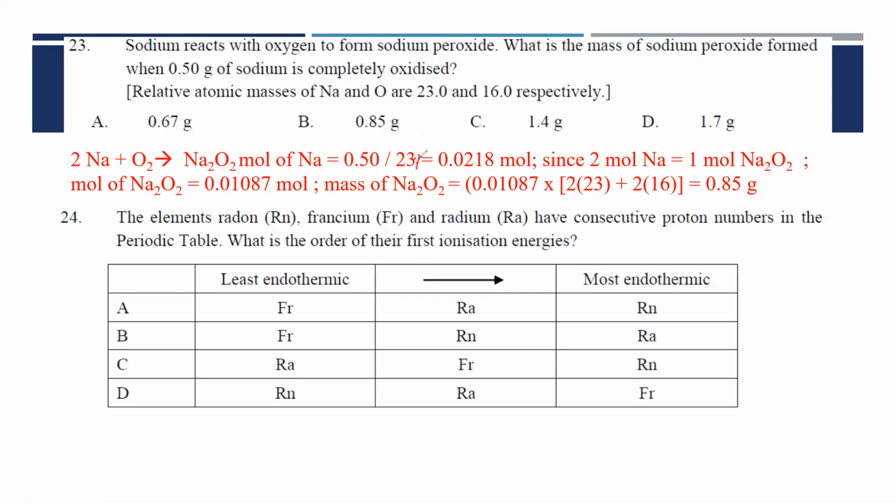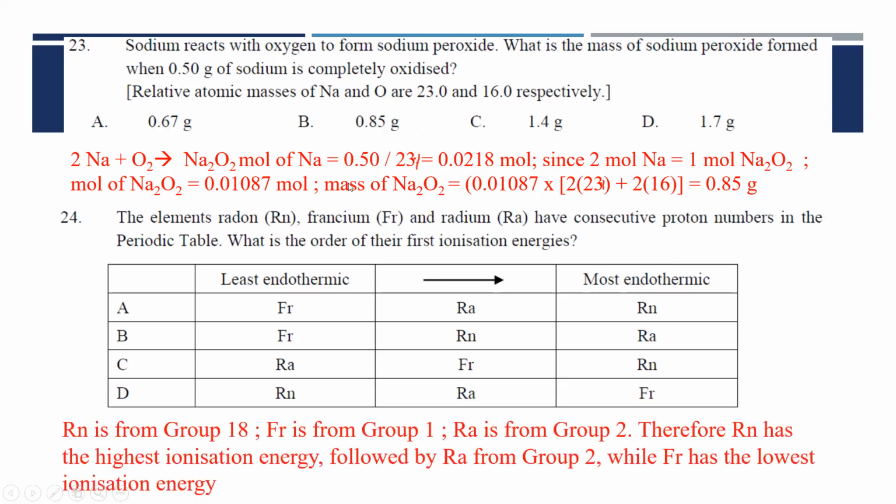Equals 0.0218. Stoichiometrically, since 2 moles of sodium give 1 mole of sodium peroxide, the mole of sodium peroxide is 0.01087. So the mass of the sodium peroxide here is 0.01087 times (2 times 23.1 plus 2 times 16). So you get 0.85 grams. So the answer here is B.